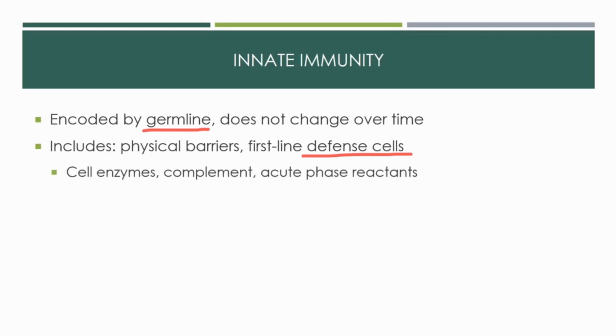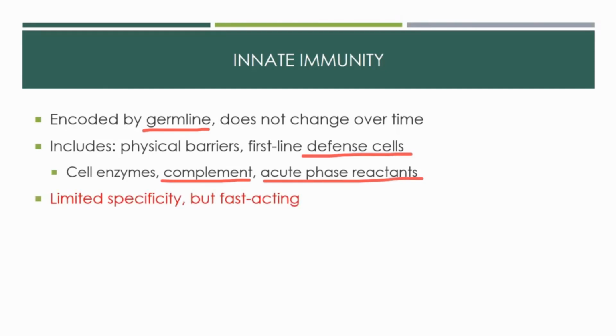Proteins and chemicals are also used to fight infection. Things like cellular enzymes, complement proteins, which we will discuss in depth later on, and also acute phase reactants. Acute phase reactants are proteins made by the liver in acute inflammation. The key thing to know about innate immunity is that it's basically one size fits all, and there's not a whole lot of specificity to the response. But the upside is that it's there ready to defend right away and can recognize most common pathogens.